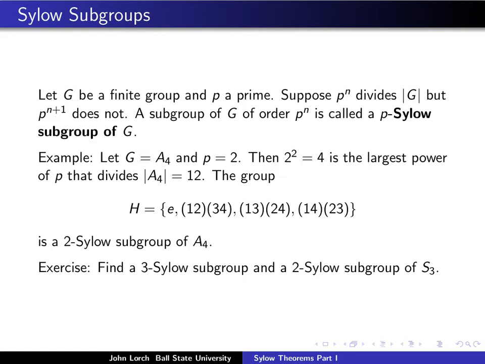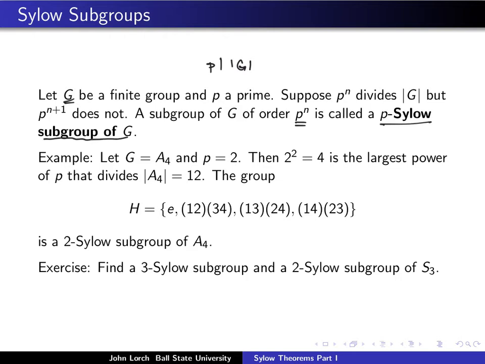So we start with a group, capital G. It's a finite group, and we'll let little p be a prime number, and we may as well assume that p divides the order of the group G. Now, let's suppose that p to the n divides the order of G, but p to the n plus 1 does not. So that means that p to the n is the largest power of p that divides evenly into the order of G. So a subgroup of G of this largest order p to the n is called a p-Sylow subgroup of G.